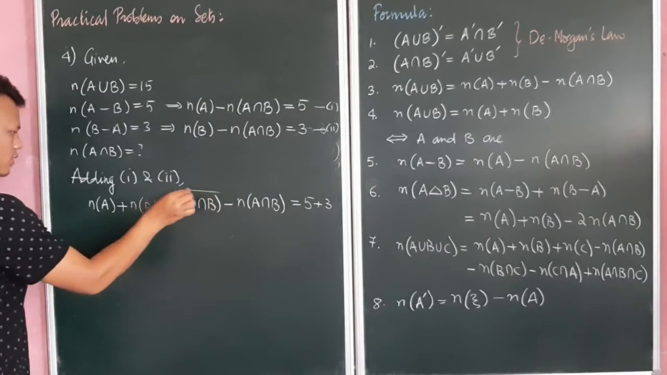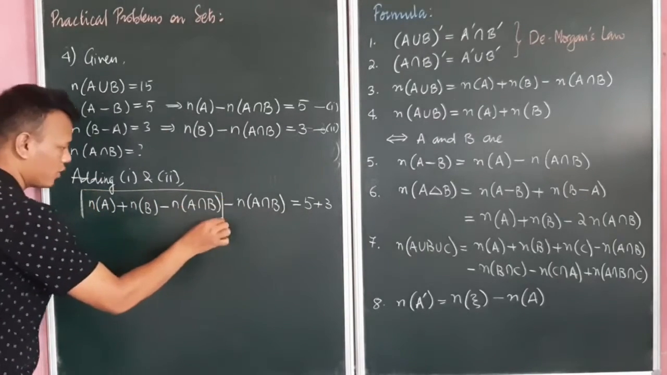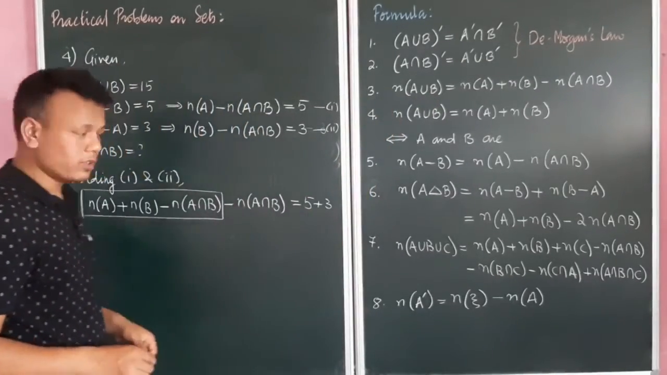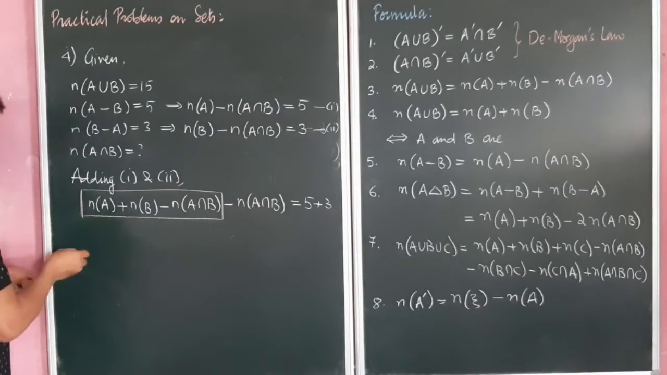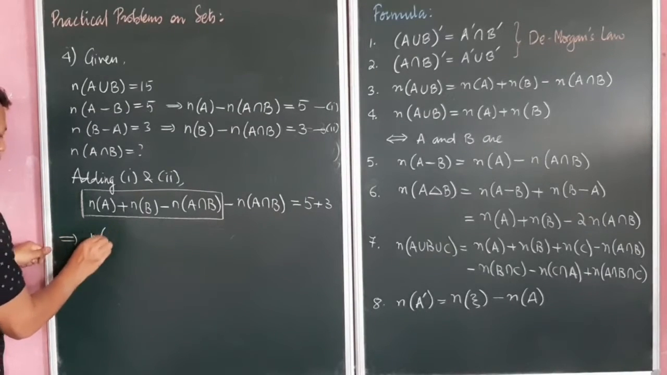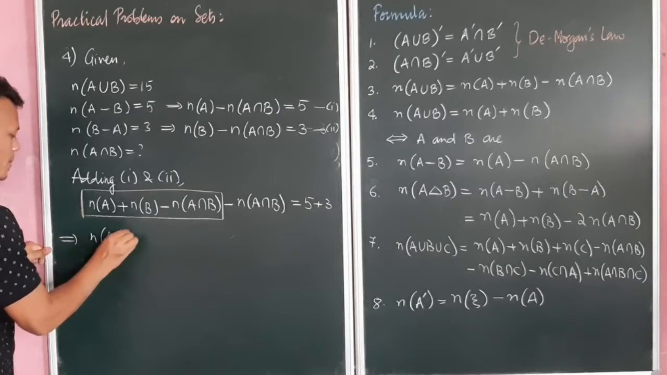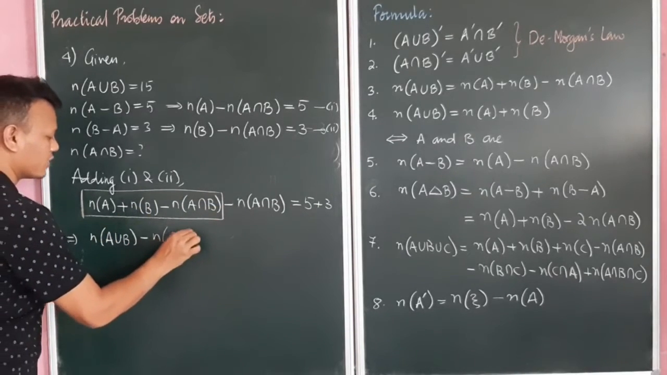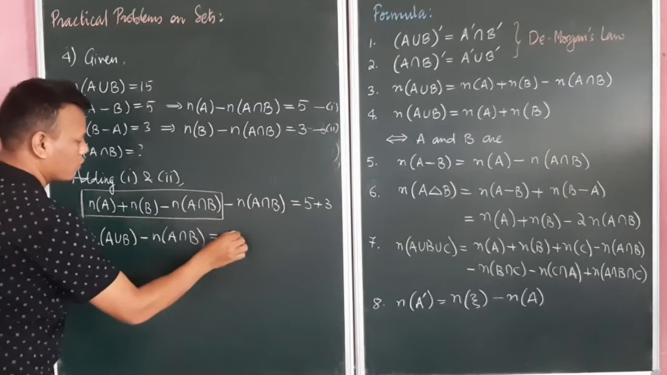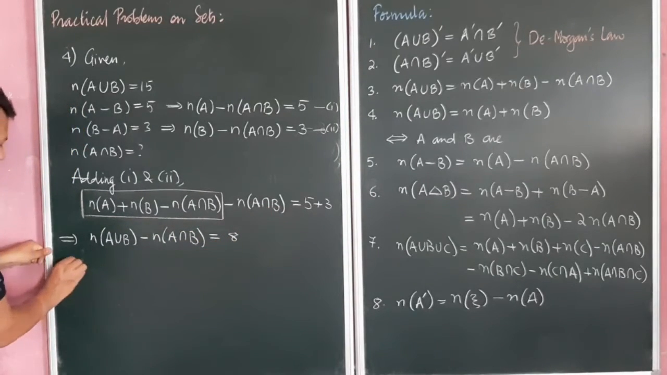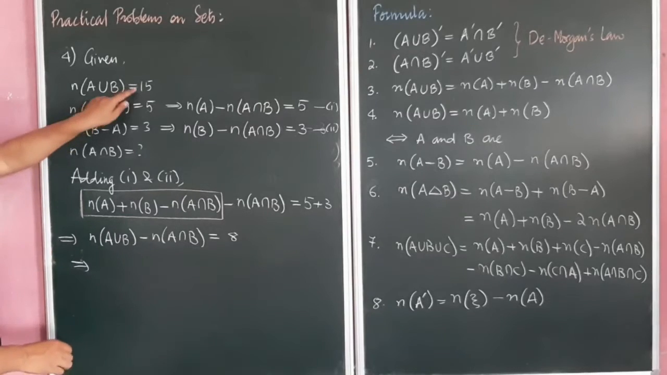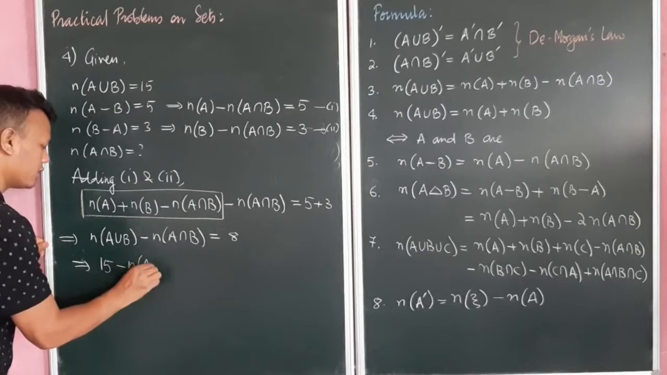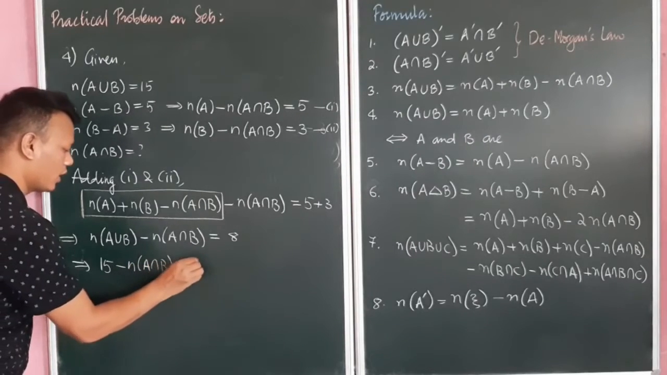So this will be equal to n of A union B, using 3, isn't it? So instead of this I am writing n of A union B minus n of A intersection B, and this is equal to 8, right? So let's put the value of n of A union B. How much is this? This is equal to 15. So 15 minus n of A intersection B is equal to 8.